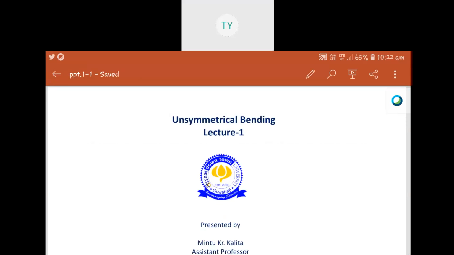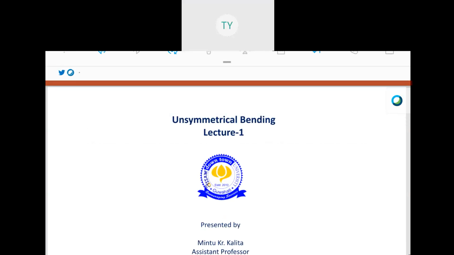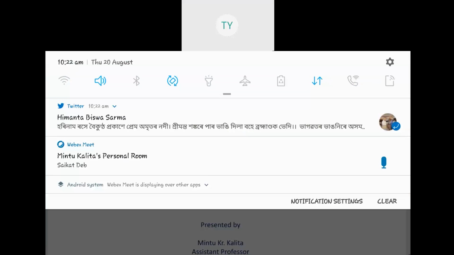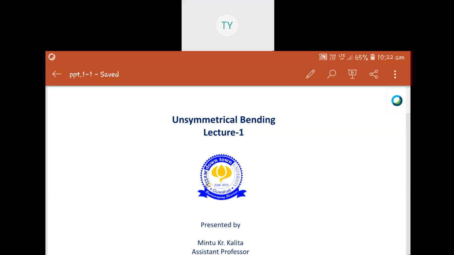Let's continue this. So, as I have already said, our first unit is unsymmetrical bending. Okay. So, what is this unsymmetrical bending? We will go step by step. First of all, we will go to the introduction part. Then there are some derivations. After that, we are going to solve some numericals in the coming classes. Okay.